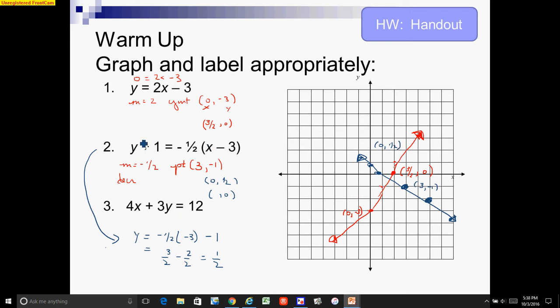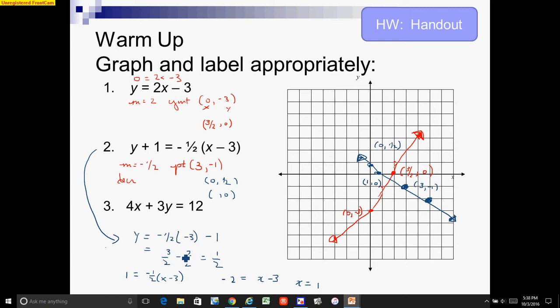Now I will put in 0 for y, so I'll say 0 is equal to negative 1/2 times x minus 3, minus 1. I'm going to multiply both sides by negative 2, so I get negative 2 is equal to x minus 3. And then we'll add, and I will get x is equal to, add 3 to both sides, and I get 1. So when y was 0, x was 1.